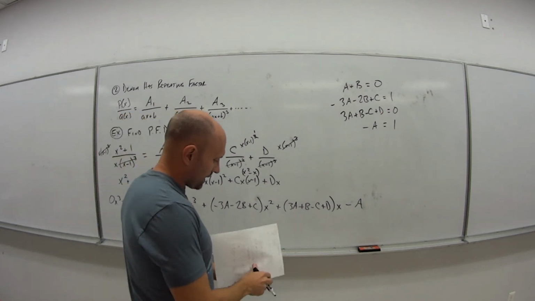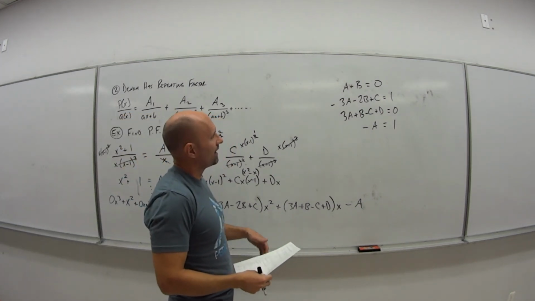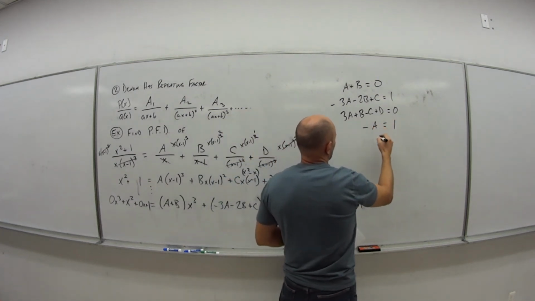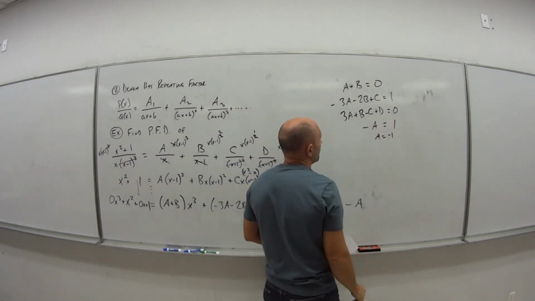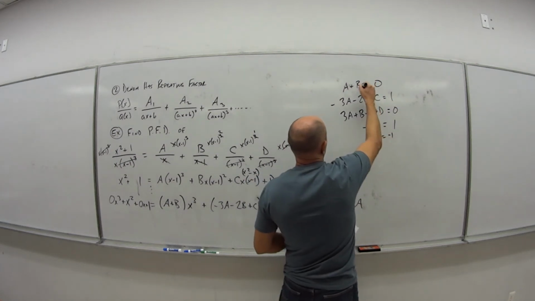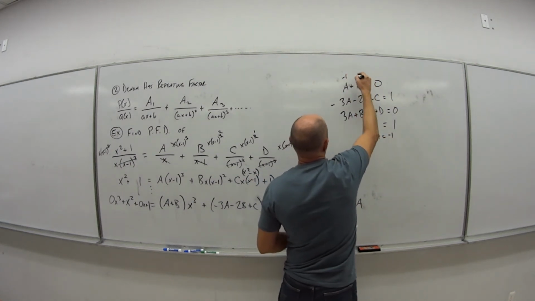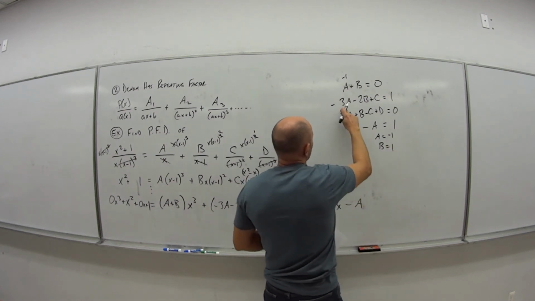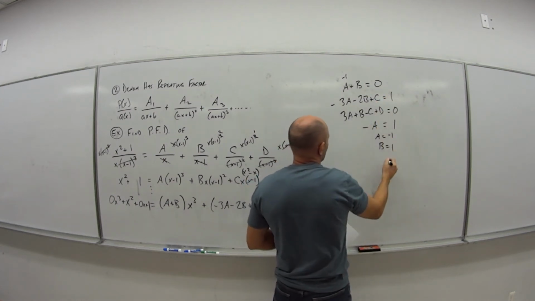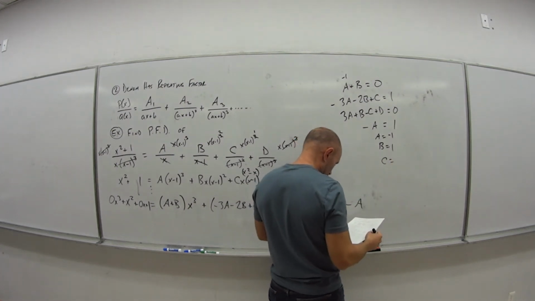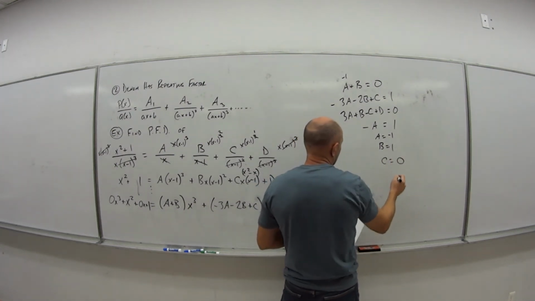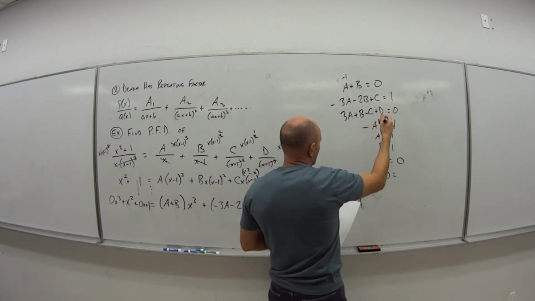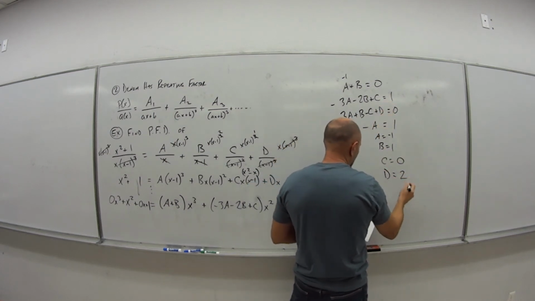And then again, it's a matter of solving this system. This one actually isn't too bad because by substitution, we can say A here is equal to negative 1. Plug that back into the first one. So if A is negative 1, B has to be positive 1. Plug negative 1, positive 1 here. That's going to get you C is equal to 0. And then plug all of these three into the last one. That tells you that D is equal to 2.